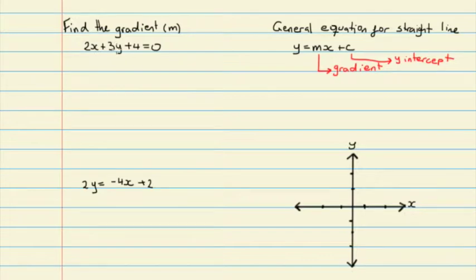So in this equation you can see that it sort of looks like that, and we need to find the gradient. So we can rearrange that equation into this form, and then we can just read the gradient straight off that. So what I'll do is I'll minus 4 from both sides to get rid of that 4, and the purpose here is to isolate y.